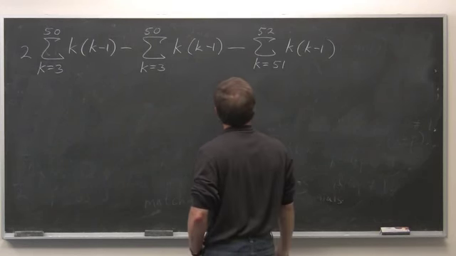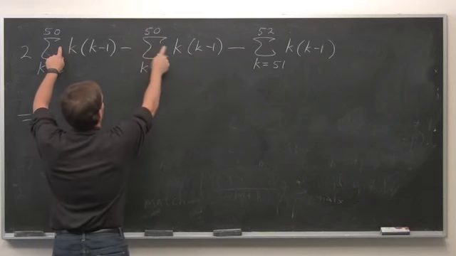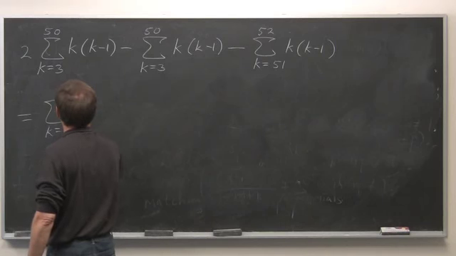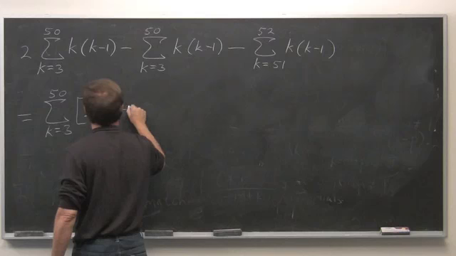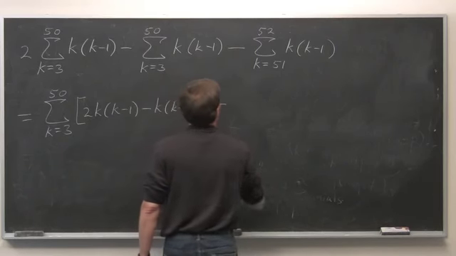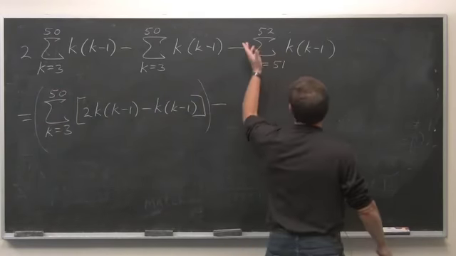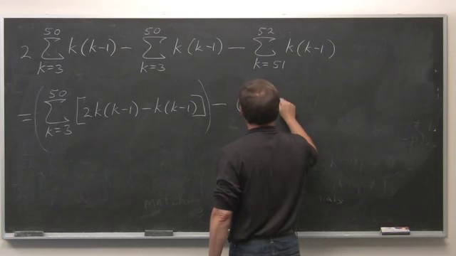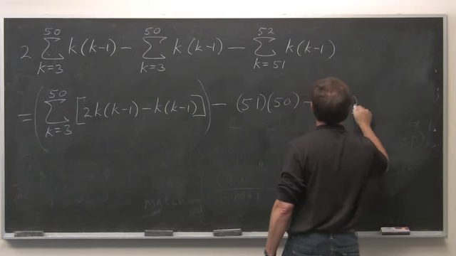Okay, so what? Now you use linearity. You pull this 2 in, you pull the minus sign in, you combine the sums, and you get, this is the sum as k goes from 3 to 50 of 2k times k minus 1 minus k times k minus 1. And then minus, so that's all one big quantity. And then minus, you go ahead and plug in 51 and 52. So minus 51 times 50 and minus 52 times 51.